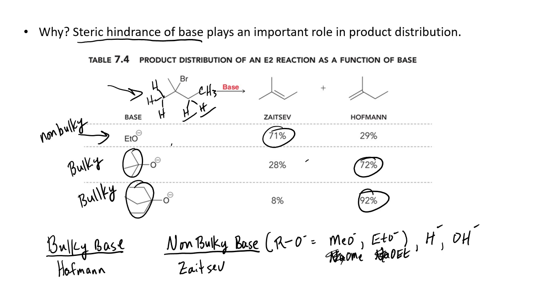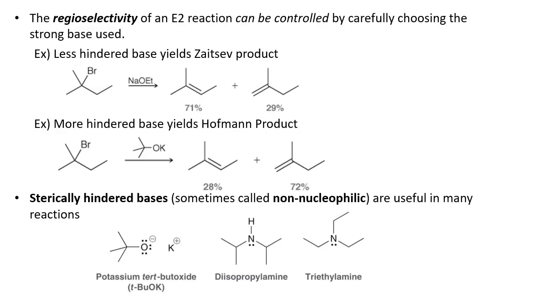The non-bulky base can get into the more crowded, more sterically hindered beta site. So we know what product is going to be formed depending on the type of base that is used. So in summary here, a less hindered base will give the Zaitsev product. A more hindered base gives the Hofmann product.